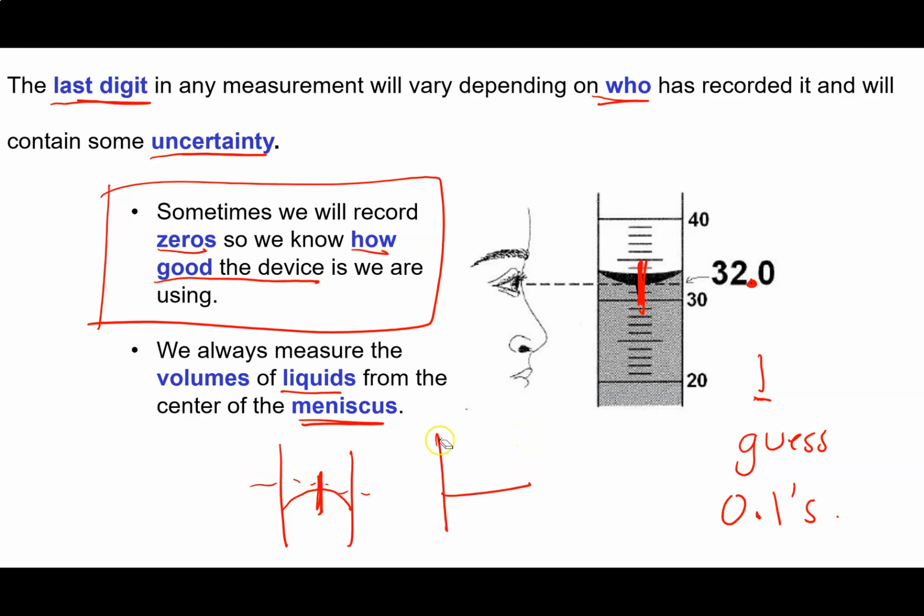Sometimes the meniscus curves down, but again, we always measure from the middle, so that's what's going on there. And sometimes it's kind of flat, but again, we always measure from the middle. And it depends on what the container is made out of, and what the liquid is in that container, as to how it's going to curve, because it's all about how the liquid interacts with the container walls, and we'll talk about that in Chemistry 162.